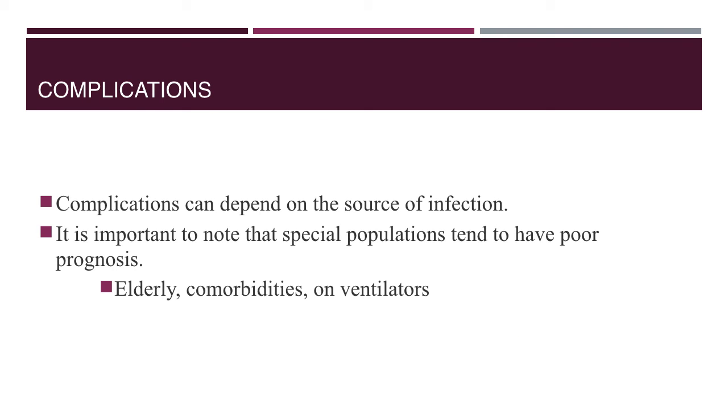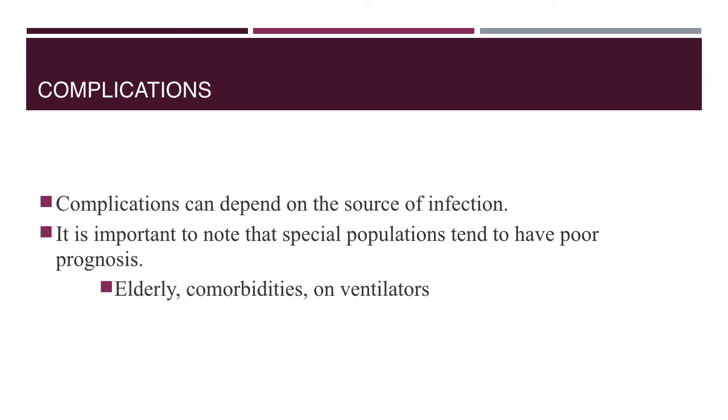And finally, let's talk about some of the complications of sepsis. These can depend on the source of the infection, but they can include things like kidney failure, tissue necrosis at the site of the infection, DIC, different organ ischemia that can lead to permanent damage. So these are all things to be aware of. And then, of course, there's also death.